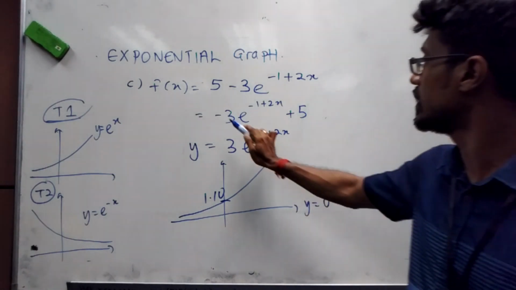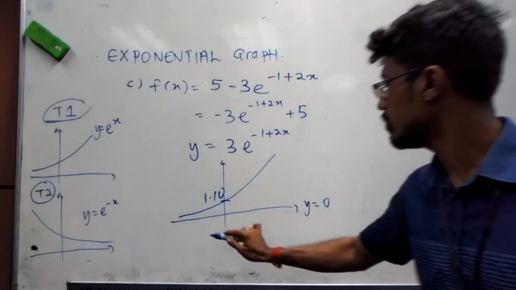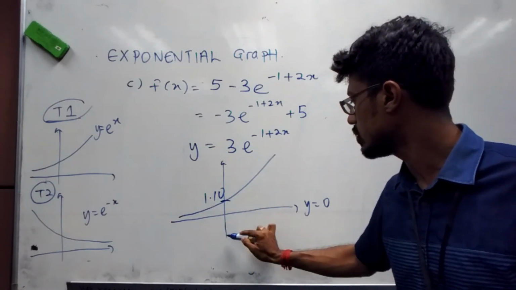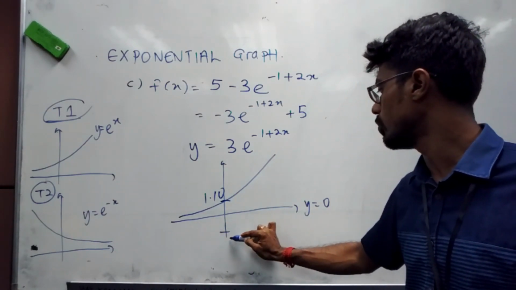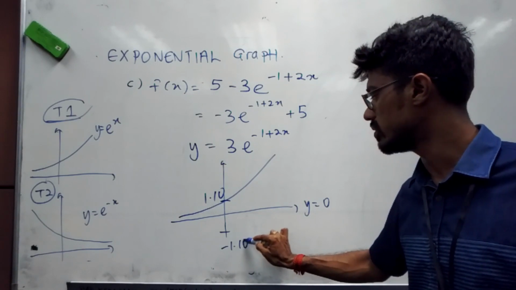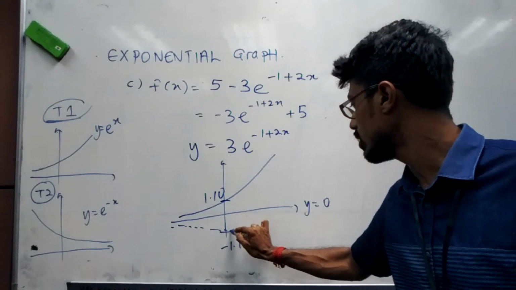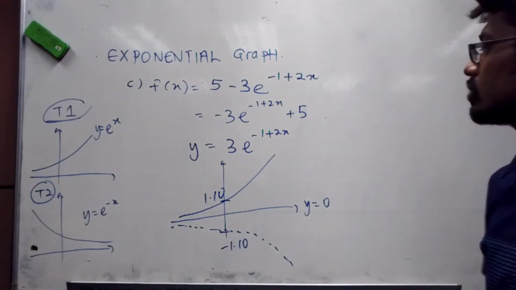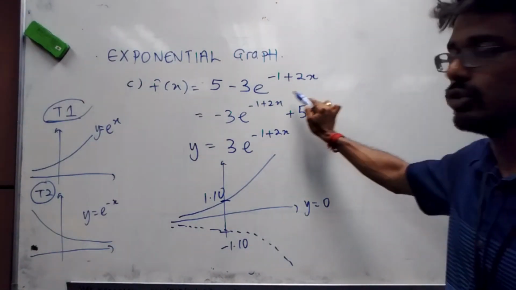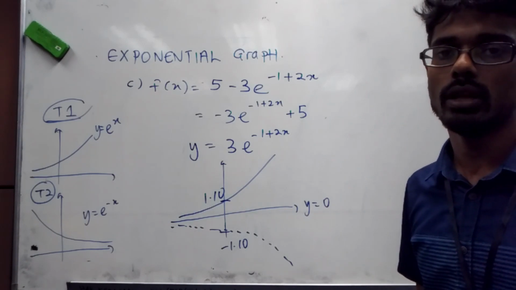Now I want to obtain the negative. The negative is very simple: we just reflect, meaning 1.10 now becomes negative 1.10. So I'm building up towards the final graph. This is how it looks like. Next, I need to do plus 5. Plus 5 is not really a big problem.